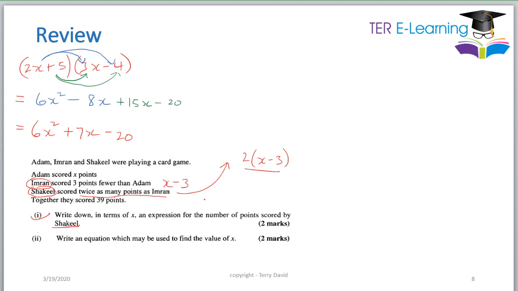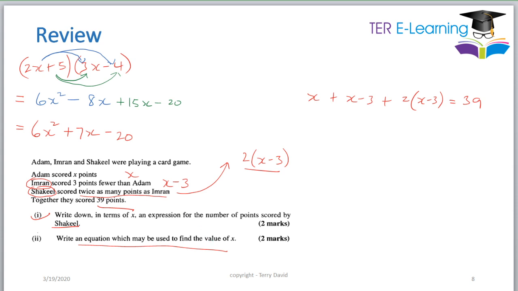Write an equation which may be used to find the value of x. Right? Now you want to find the value of x. They told us that together they scored 39 points, which means that if we add up all the scores, we're going to have to do this: x plus x minus 3 plus 2 times x minus 3, and that is equal to 39, right? So this is the equation. They said write an equation which may be used to find the value of x. So that's my equation, right?